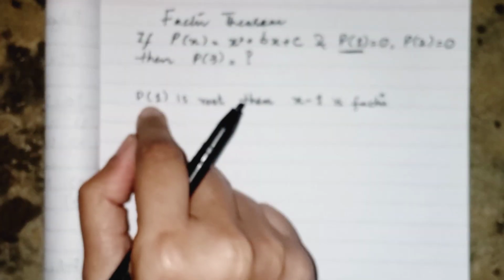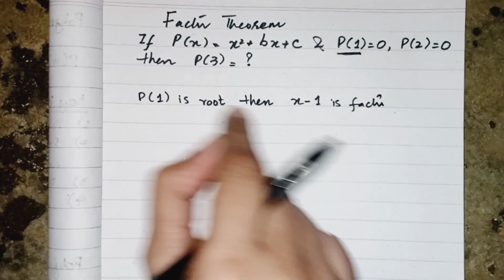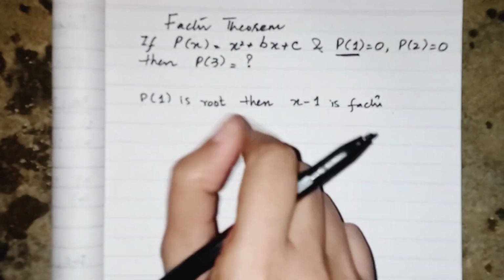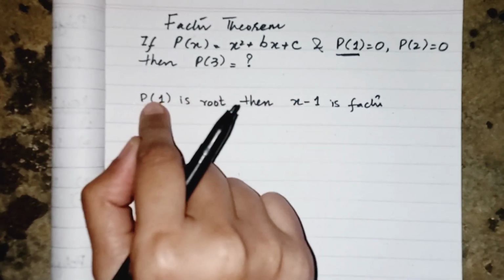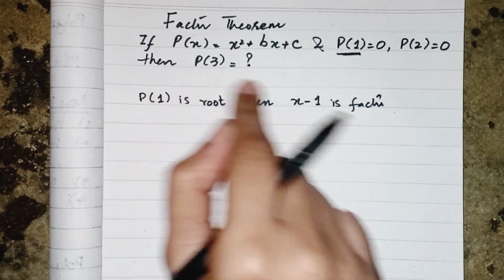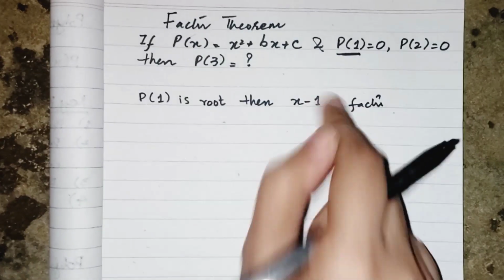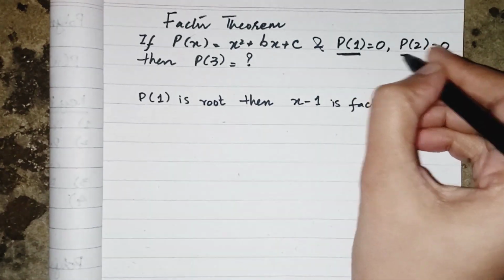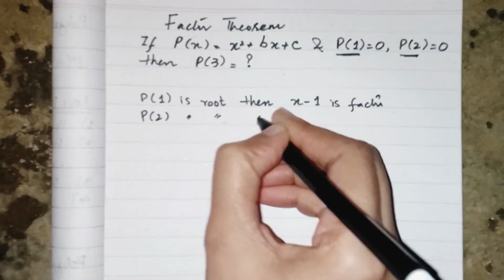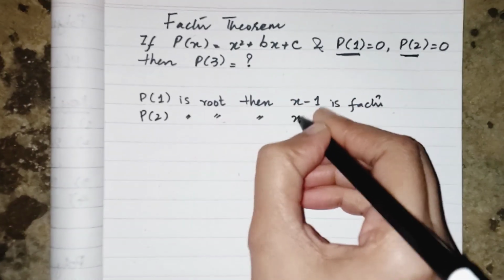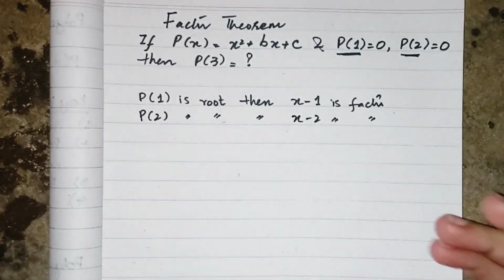Because we are substituting the value of x in place of this expression. So we take the opposite sign: this one is with a plus sign, so we can say that x minus 1 is a factor. The second thing is that for p(2), if 2 is a root, then x minus 2 is a factor.